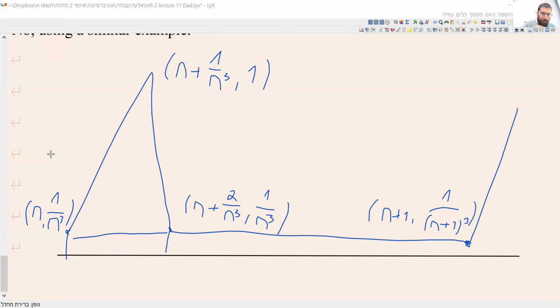The area here is built from three different areas: the triangle, the rectangle here, and here it looks like a rectangle, but it's actually a trapezoid because the long blue line isn't actually parallel with the x-axis. It's decreasing slowly, but decreasing. The height starts with 1 above n to the power of 3 and ends with 1 above n plus 1 to the power of 3, which is smaller.